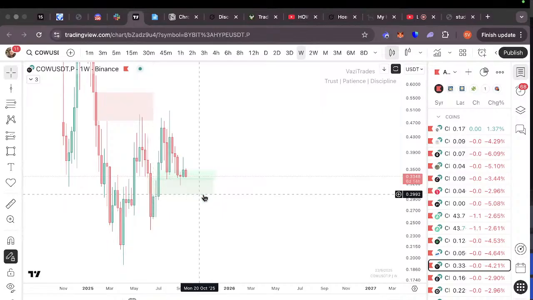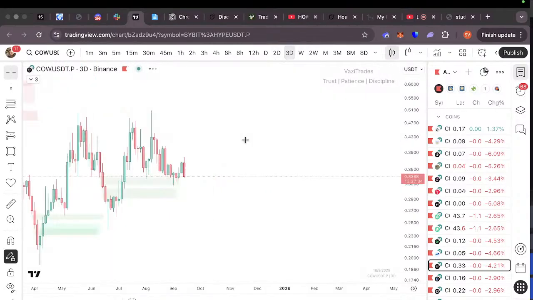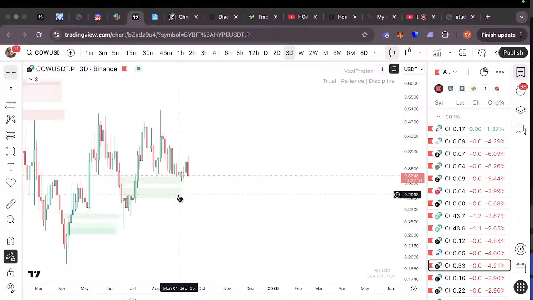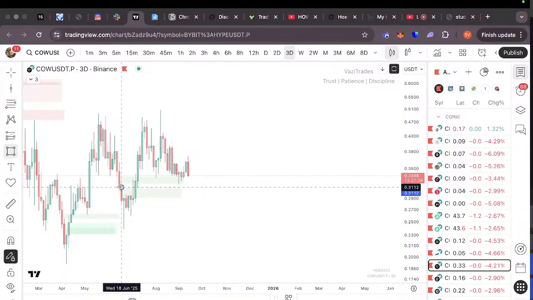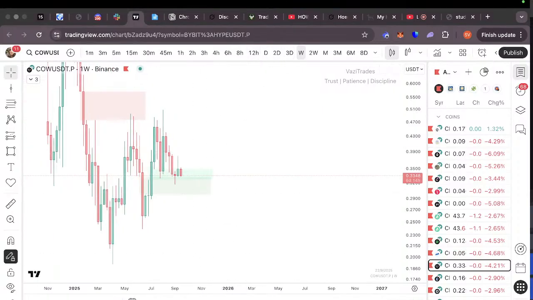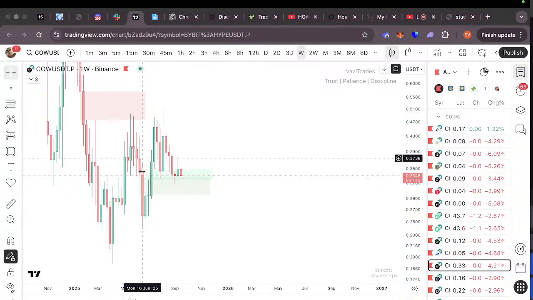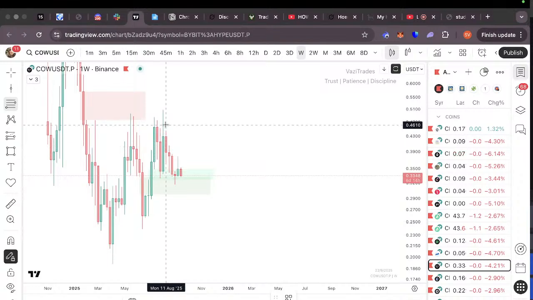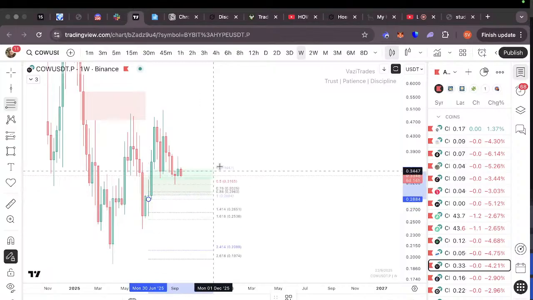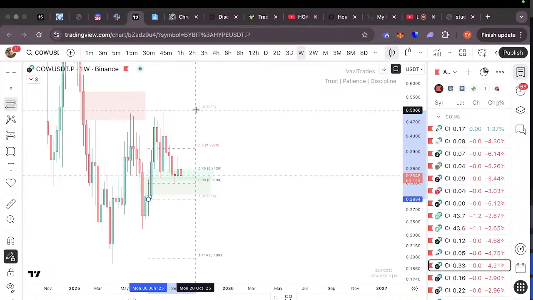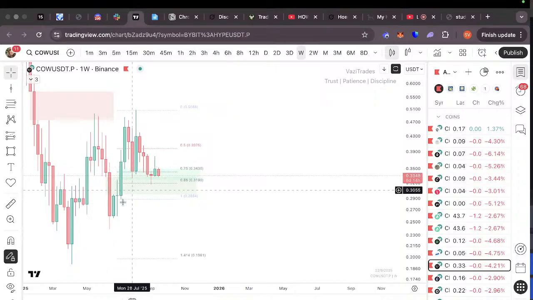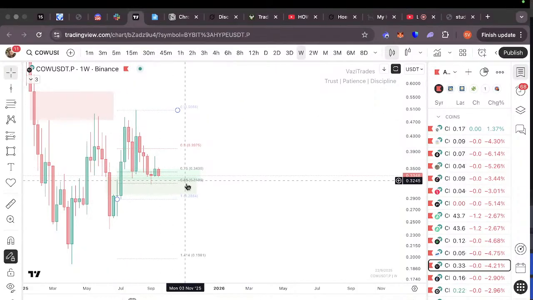We can see that yes, it has here. We can go to 3D, like go to several time frames and look for these FVGs, or you can also use Fibonacci. In this case, you do this. You take this bullish move that it did on a weekly time frame. Yeah, you find the level where it started to pump. So we can take this one.